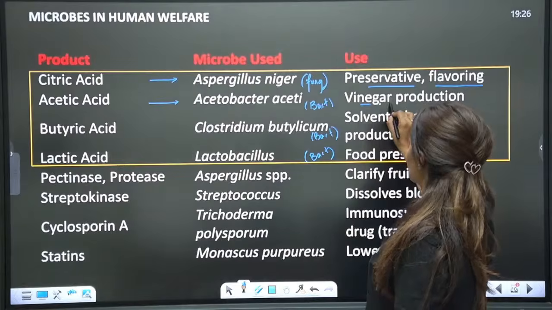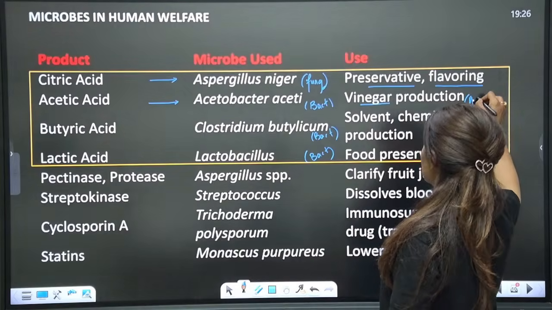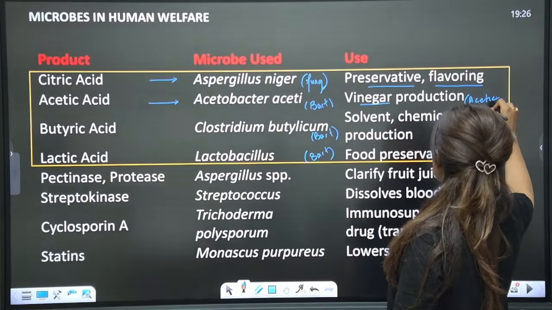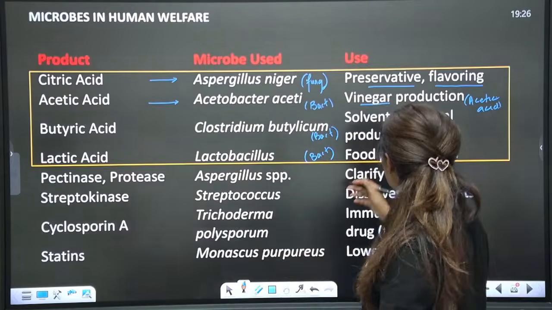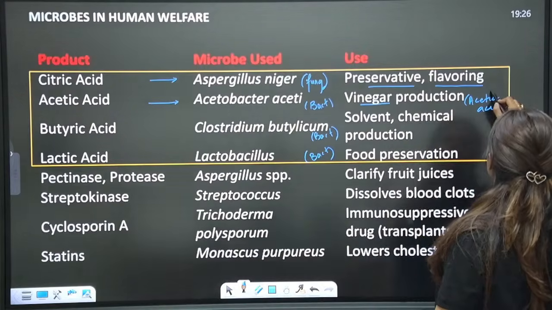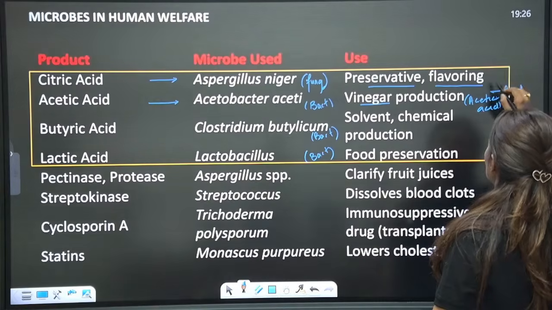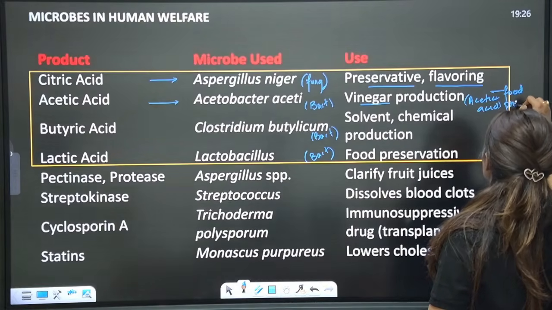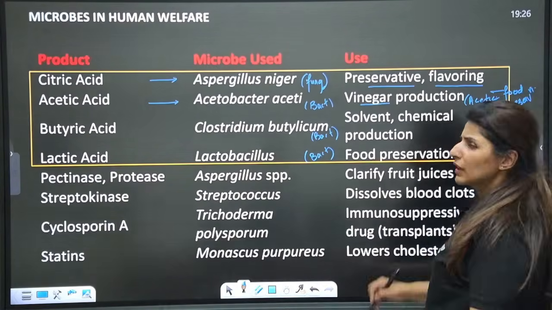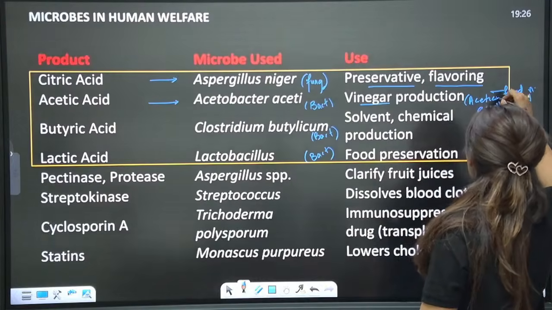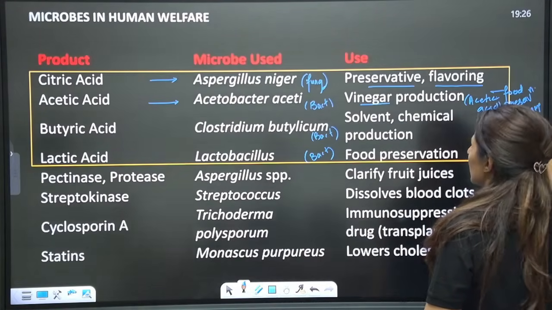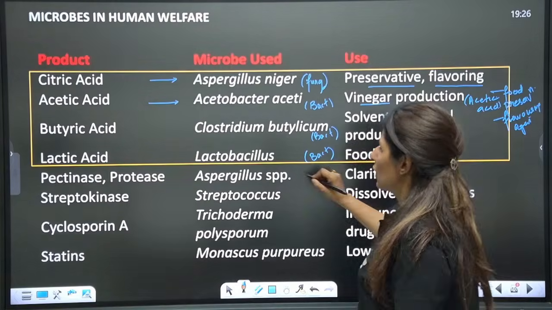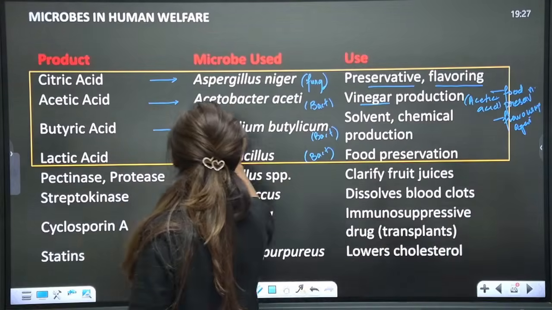Clear? So, what is Acetobacter doing? It is producing vinegar or acetic acid. Is it clear? So, acetic acid is also a food preservative and a flavoring agent, both ways. So, we add a lot of vinegar in pickles, right? And it adds flavor as well. Coming on to butyric acid, this is produced by Clostridium butylicum.